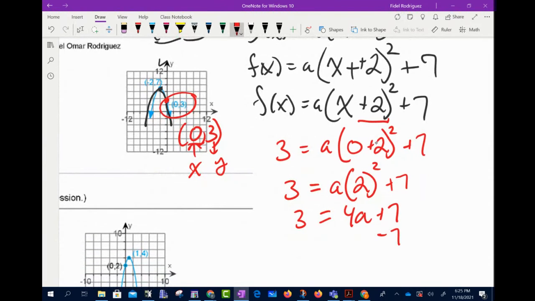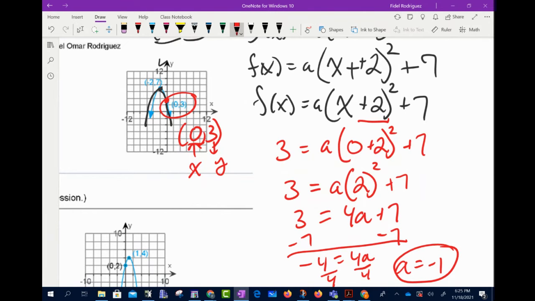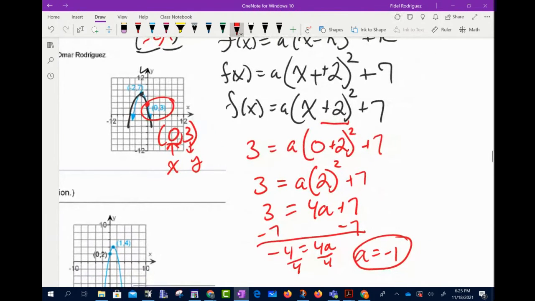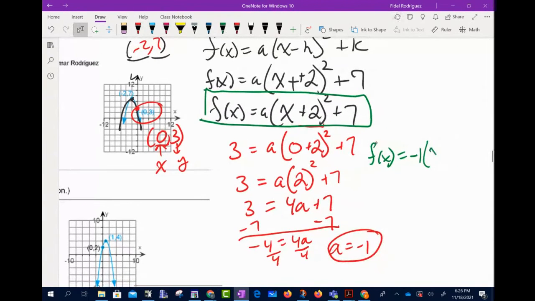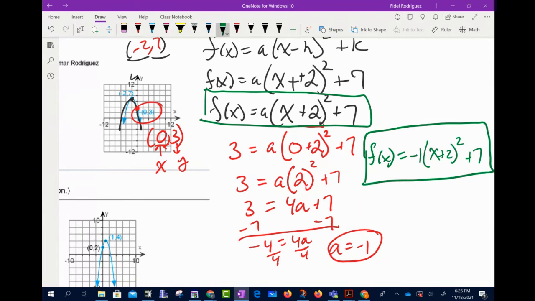And then all I'm going to do is go -7 here and -7 here. So that's a -4 equals 4a. So when I divide by 4, I'm coming up with a equals -1, right? And then I'm going to come back to this piece and just rewrite it: f of x equals -1. You could just put a negative if you'd rather. And then x plus 2 squared plus 7. And then we're done.